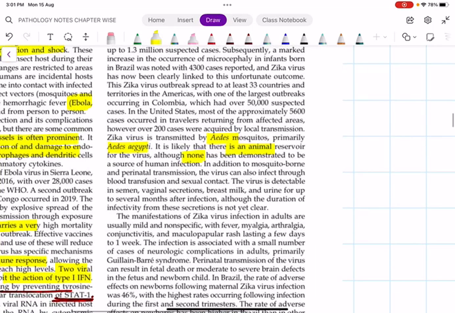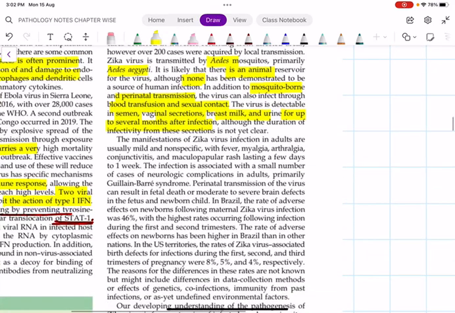It is transmitted by mosquito bite and perinatal transmission. Perinatal transmission is very deadly, because if a pregnant lady got Zika virus infection, the baby born will be having microcephaly, microphthalmia, developmental delays, everything. Blood transfusion and sexual contact also can spread Zika virus, but we don't have evidence to support that. It is also detected in semen, vaginal secretion, breast milk and urine for up to several months after infection, but there is no proper and valid data to support transmission through these means.